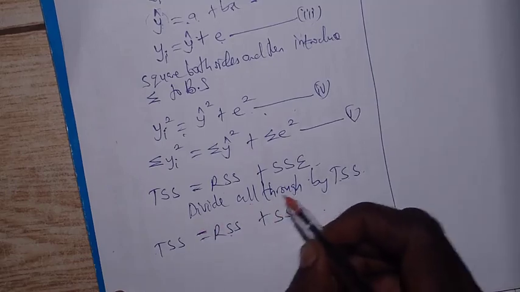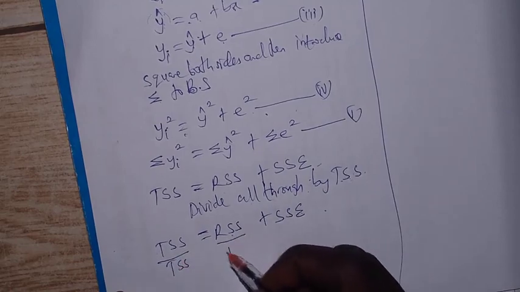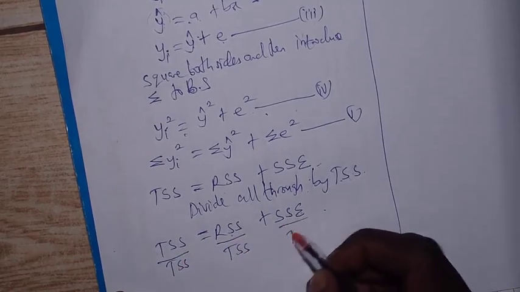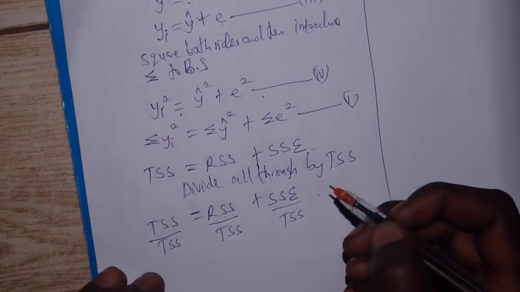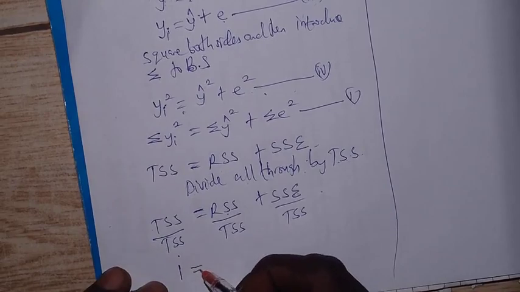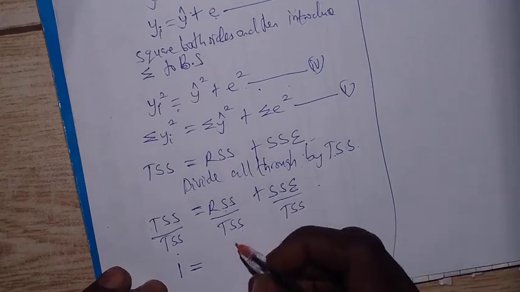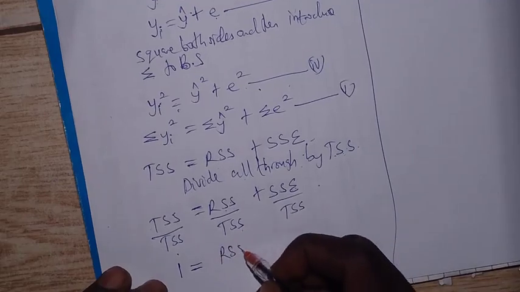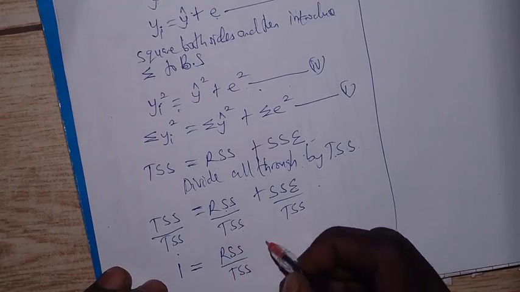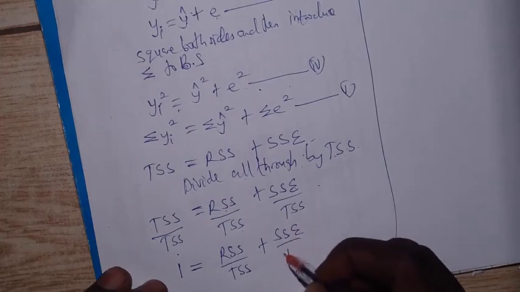Now divide all through by TSS. Therefore TSS divided by TSS, it is 1, is equal to regression sum of square over total sum of square, we write it here, and then plus sum of square error all over total sum of square.